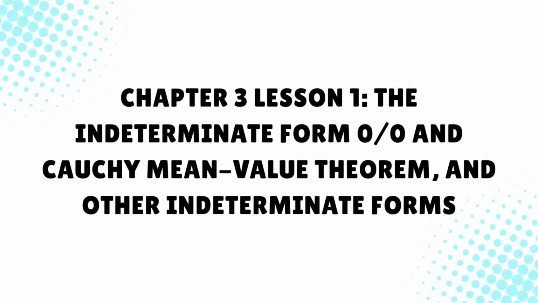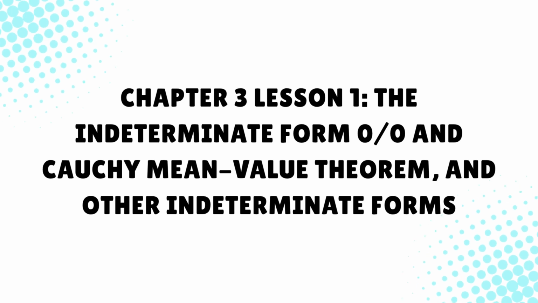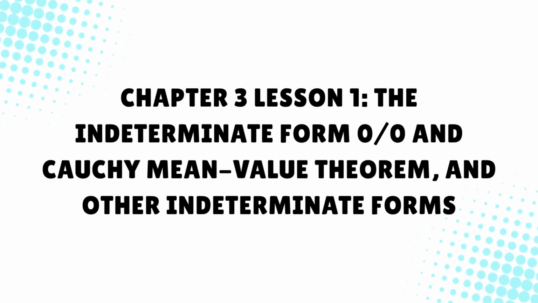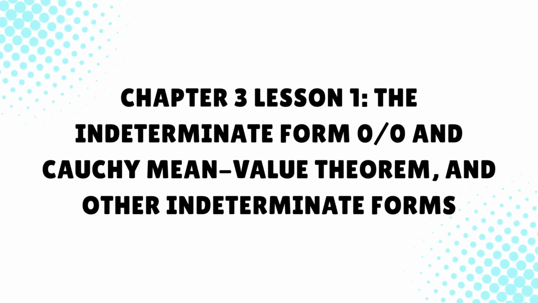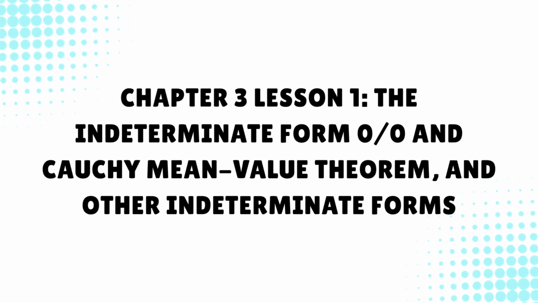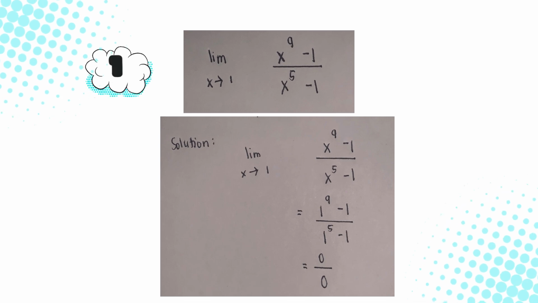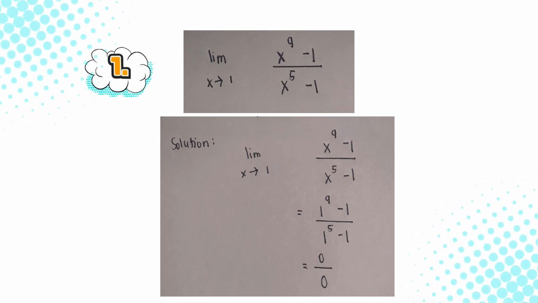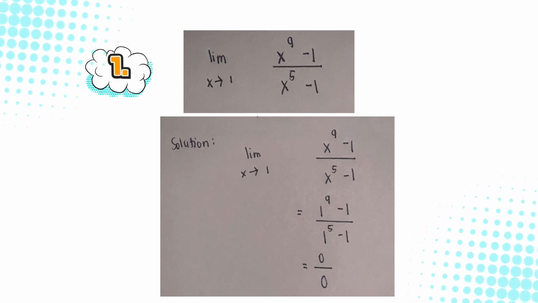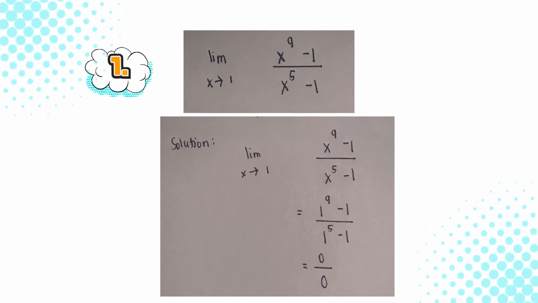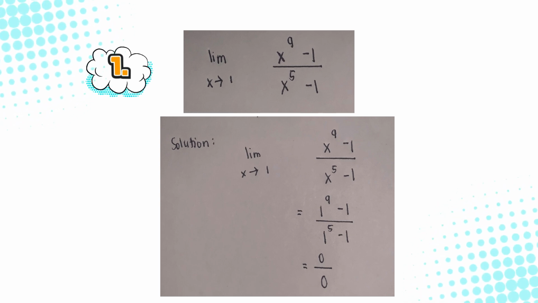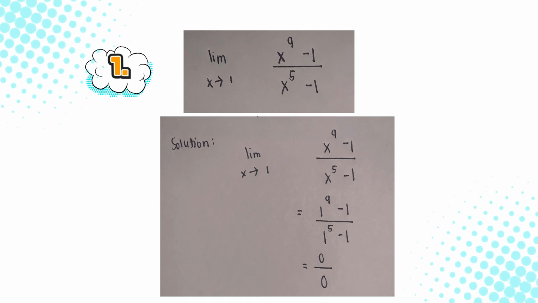For Chapter 3, Lesson 1, the indeterminate form 0 over 0 and Cauchy mean value theorem and other indeterminate forms. So we have here our first item, the limit of the function x raised to 9 minus 1 over x raised to 5 minus 1 as x approaches 1.